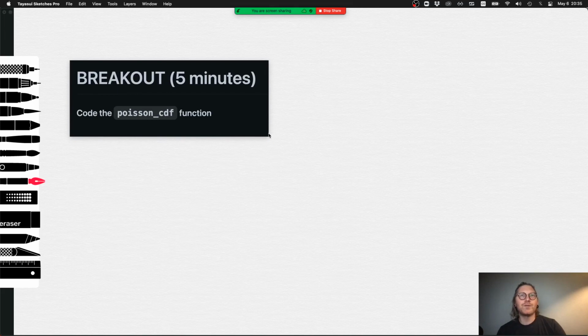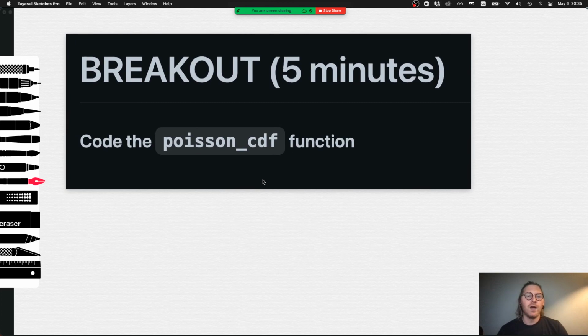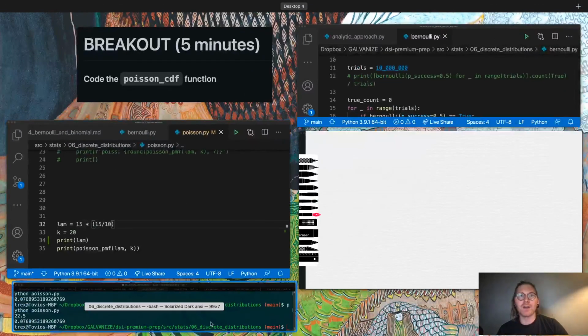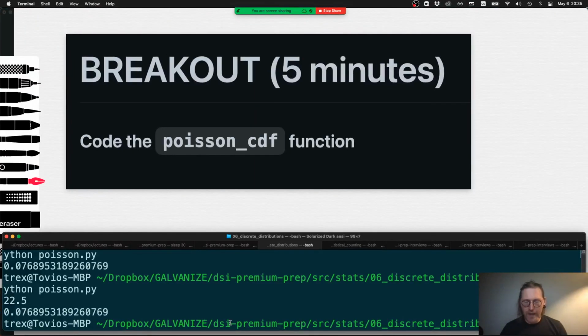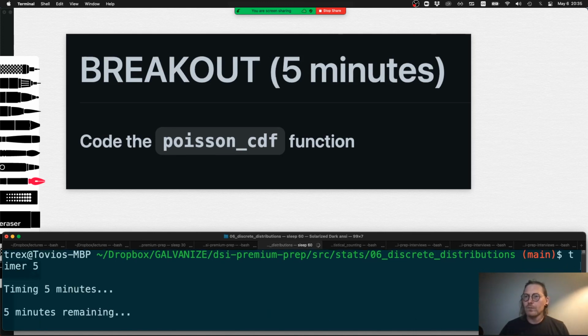You're going to code the Poisson CDF function. Think about what the parameters should be, and think about the common accumulator pattern that we use for CDFs, and see how you do on that. All right, I'll set a timer for 5 minutes. Do your best on it, and we'll code a solution after.